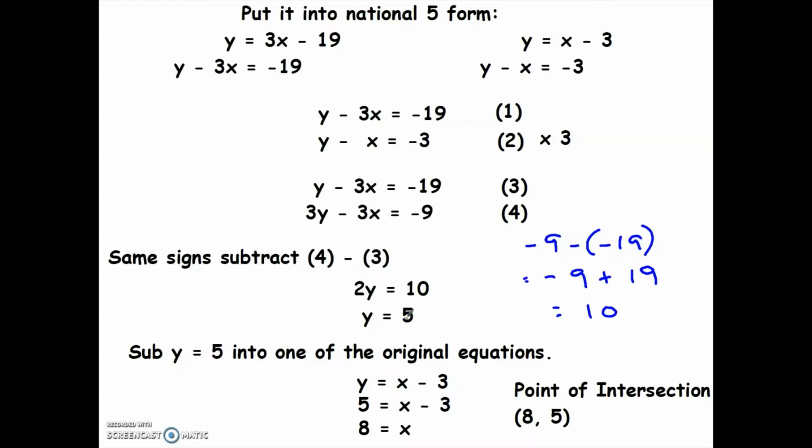So what we're going to do is, we're going to sub y equals 5 into one of the original equations. It could be any of your equations you've got here. Just go for the easiest one. I personally think the easiest one is y equals x minus 3 here at the top.